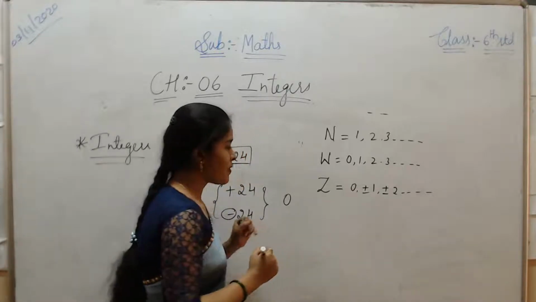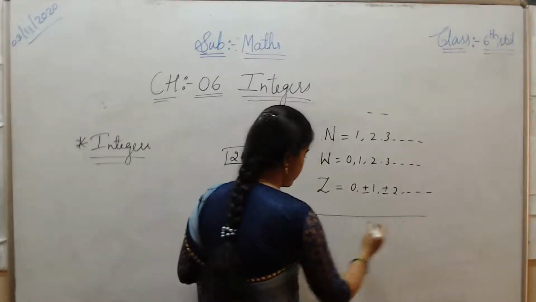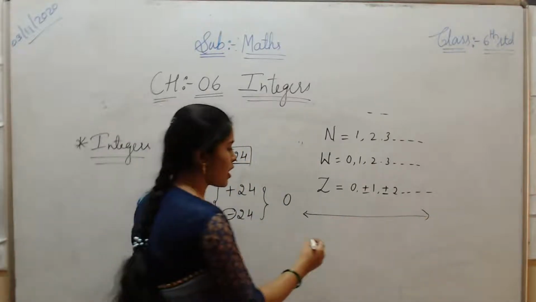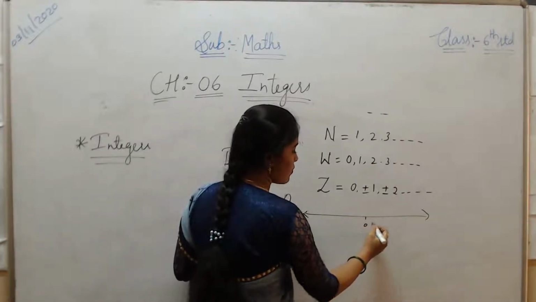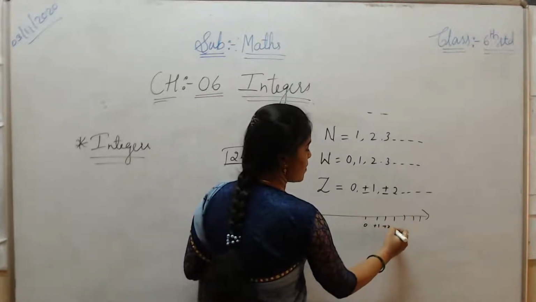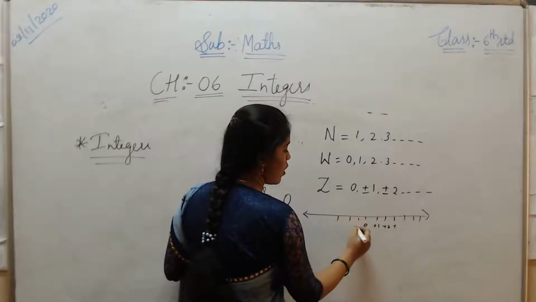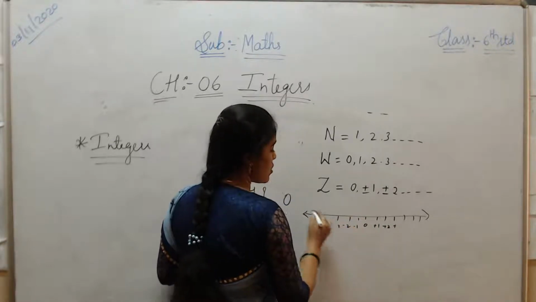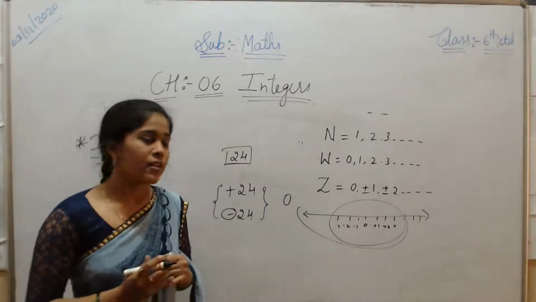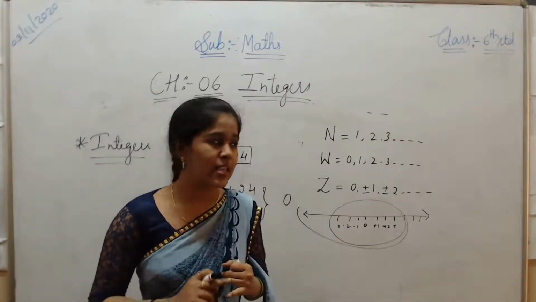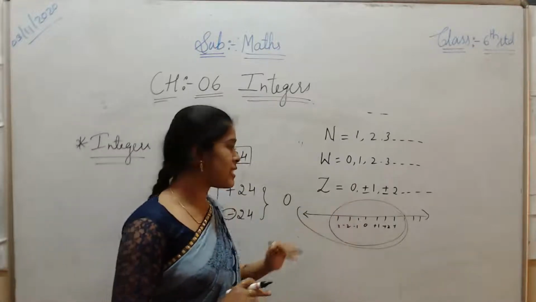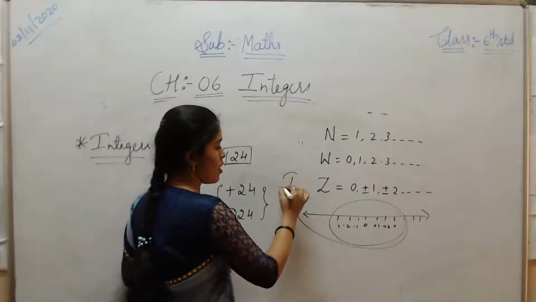Integers include 0, negative numbers as well as positive numbers. For example, see here: 0, positive numbers, and here all negative numbers. So these are the integers: 0, positive numbers as well as negative numbers. Integer is denoted by Z or I.